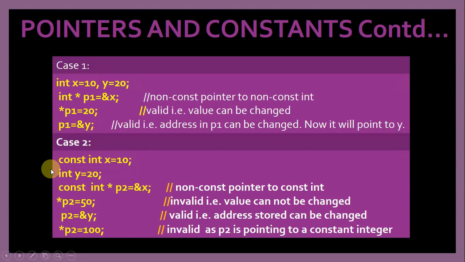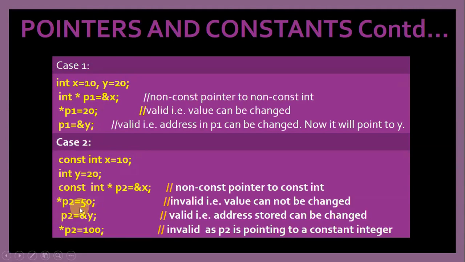Now consider the second case in which I have a constant integer. const int x = 10. x is the constant integer and y is a variable of type integer only, which has value 20. So if I say const int *p2 = &x, this is a pointer to a constant in p2, in which I am storing the address of x.